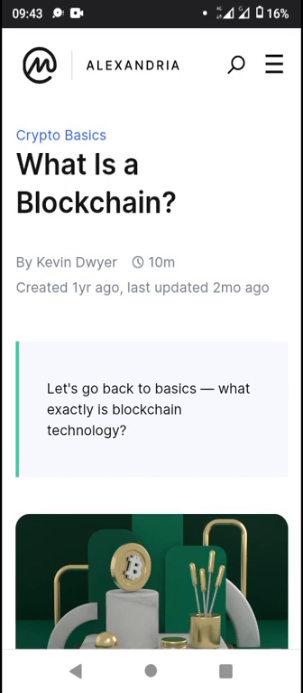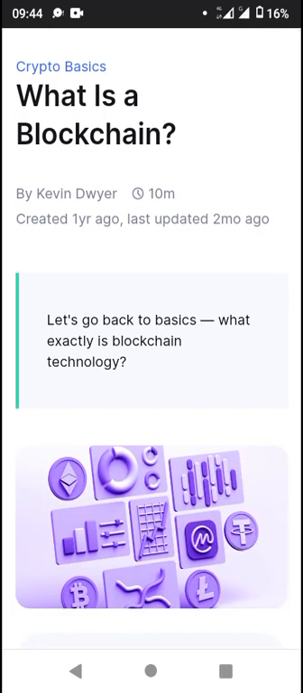Hey guys, we're going to be looking at what is a blockchain. So on Crypto Basics today, an article by Kevin Dwyer. I'm going to be reading this article written about a year back.